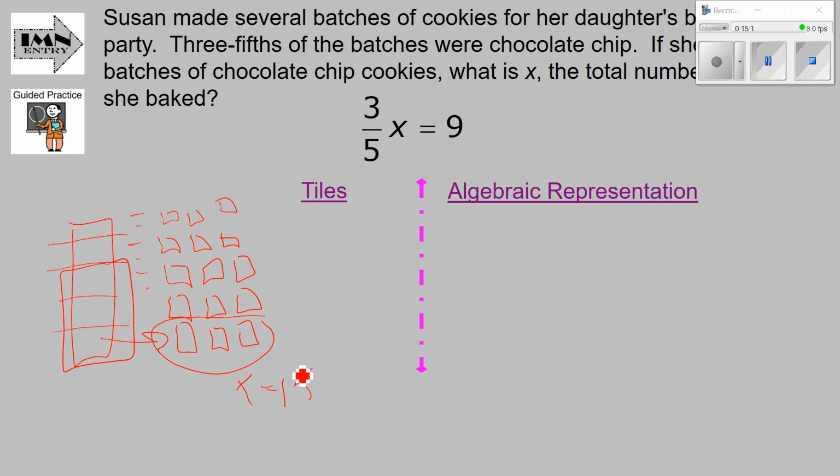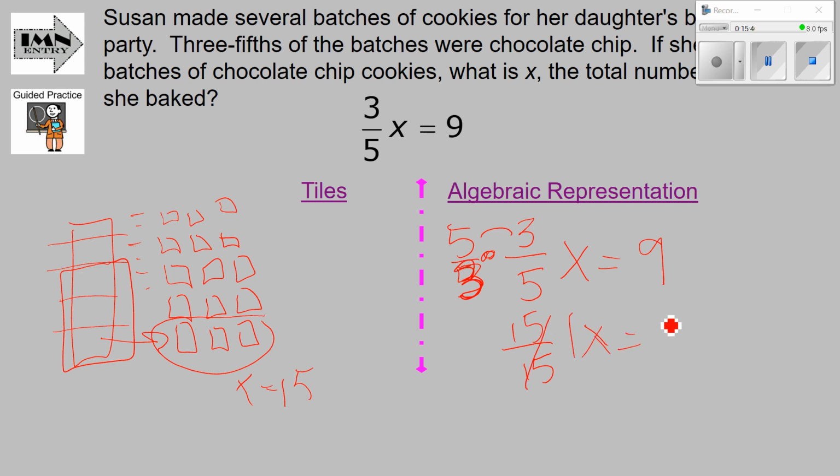So let's check the math and see if we're right there. Okay, so 3/5 of x equals 9. Now remember, I can solve this by multiplying by the reciprocal. Well, the reciprocal of 3/5 is, oops, not 5/5, it's 5/3. So 5 times 3 is 15, 5 times 3 is 15. 15 over 15 is, that's right, 1x.